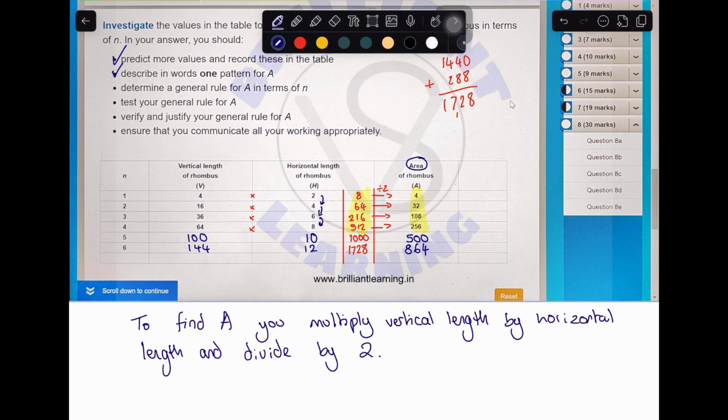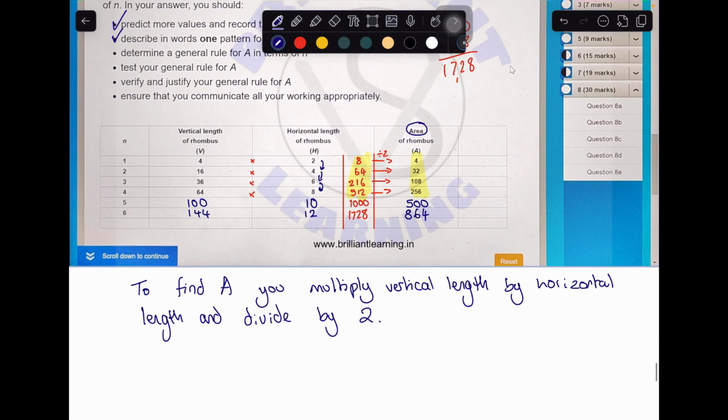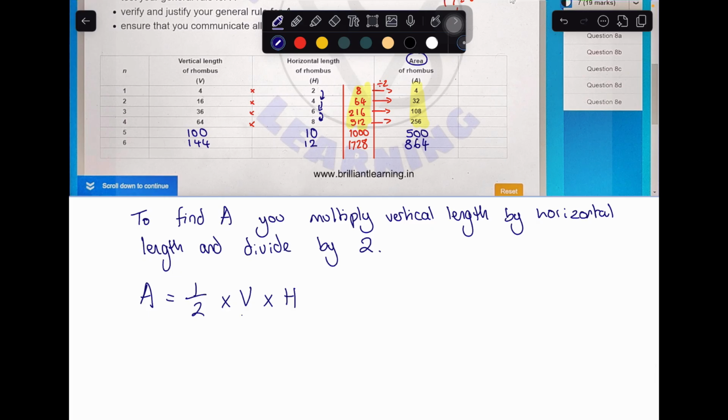Determine a general rule for A in terms of N. Okay, so currently what I have is that A is equal to a half times V times H. Now I want to give all of this in terms of N. Now I've already considered what V is in my previous question. V was equal to 4N squared. So I can replace V here with this. So A is equal to a half times 4N squared times H. So what I need to do is come up with a rule for H in terms of N.